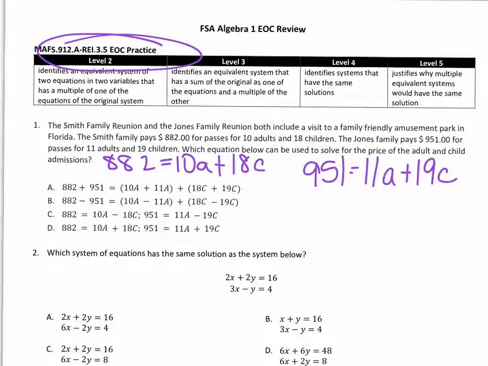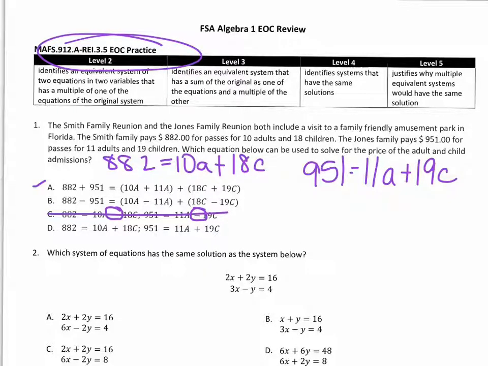So I notice right away that the first equation works. Second equation, if I subtracted, would work. The third is wrong because look at that right there. I'm adding the values, so that's wrong. Fourth, 10A, 18C, is what I wrote.